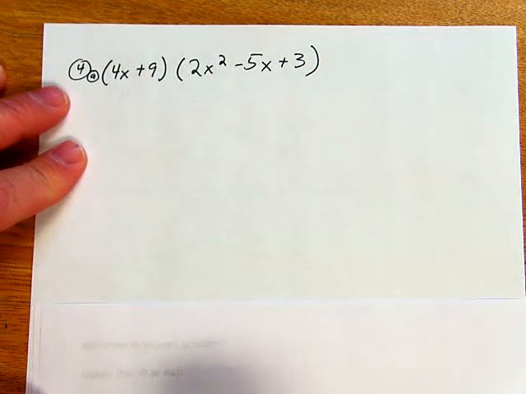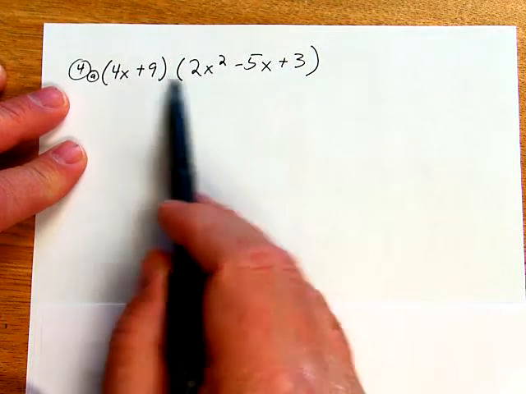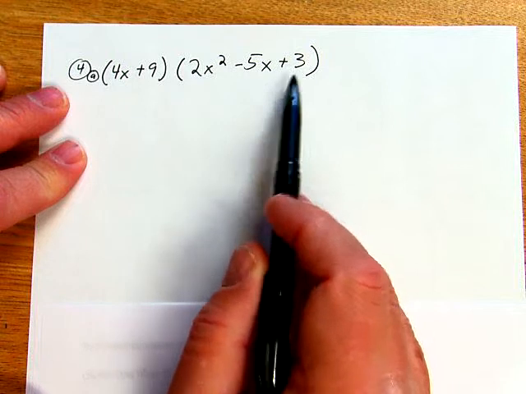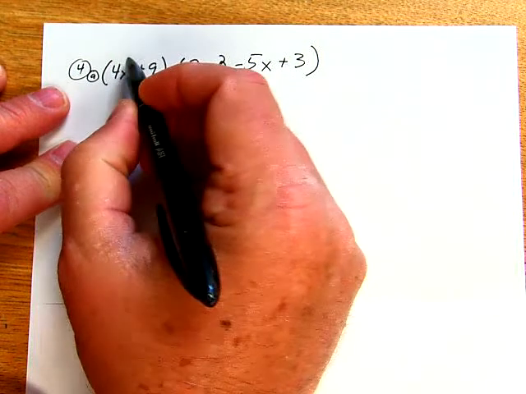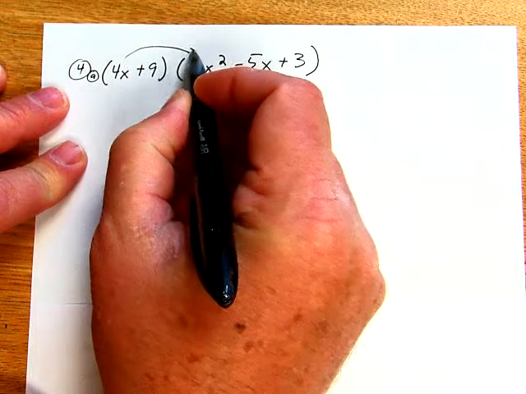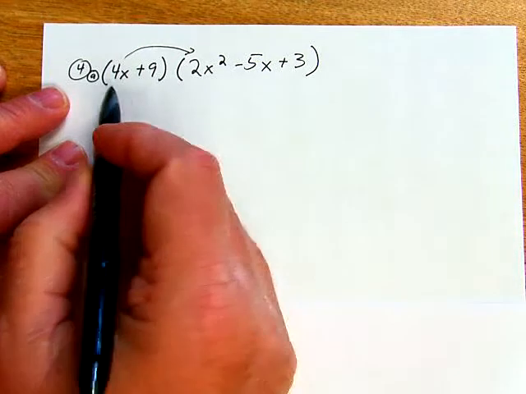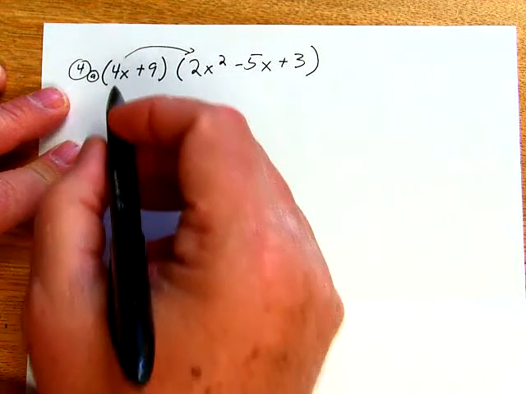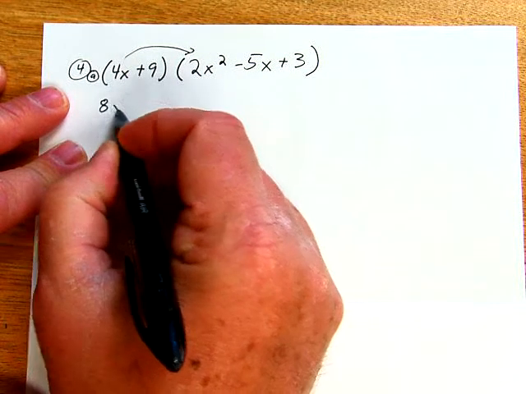We're going to use the FOIL method. Notice this time it's not binomials, it's a trinomial on the right hand side. So we're going to do this again. I'm going to get this arrow and I'm going to go here. I'm going to use the arrow method. So 4x times 2x squared gives me 8x cubed.